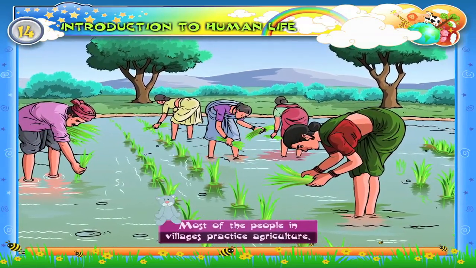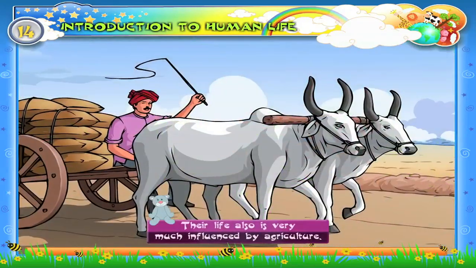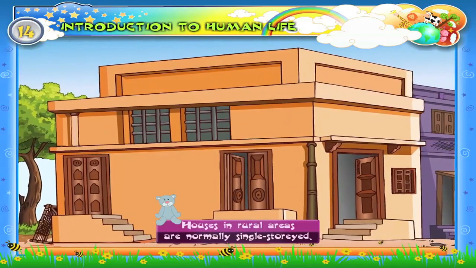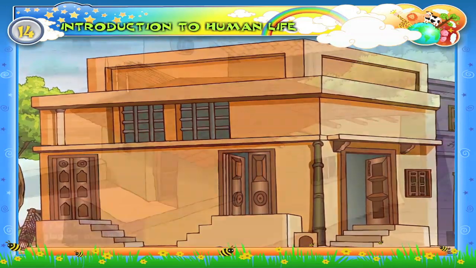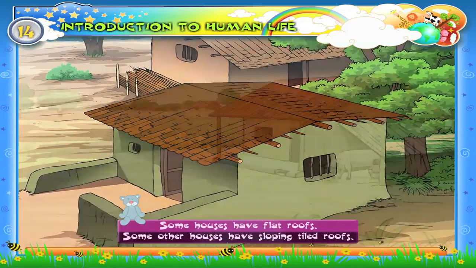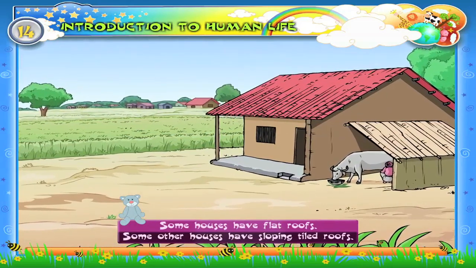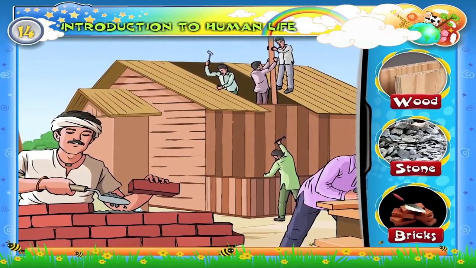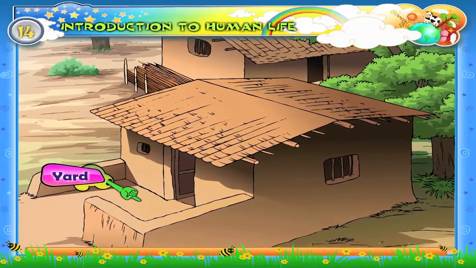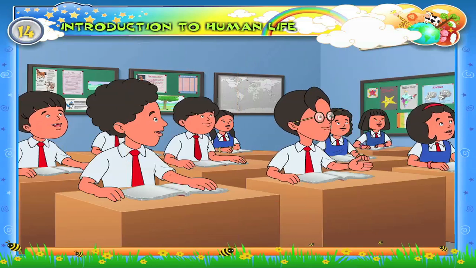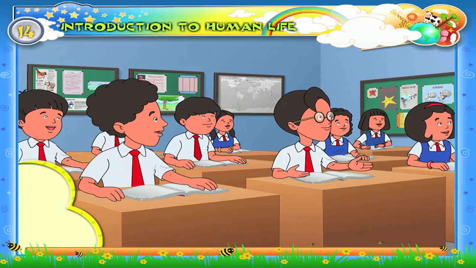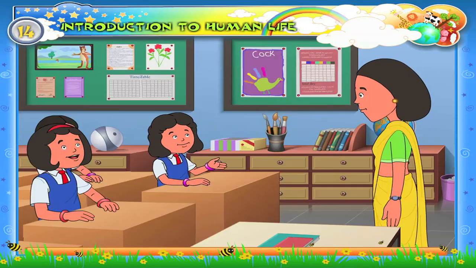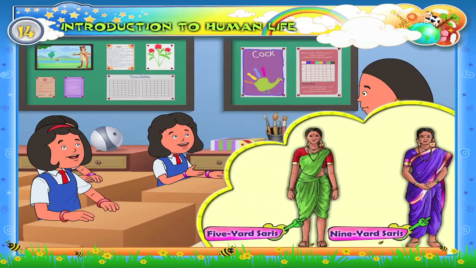Most of the people in villages practice agriculture. Their life also is very much influenced by agriculture. Houses in rural areas are normally single-storied. Some houses have flat roofs. Some other houses have sloping tiled roofs. Houses are built with wood, stone, bricks, etc. Most of the houses have a yard. I had once been to a village and saw men wear pajamas, shirt trousers, dhoti, etc. Teacher, women wear 9-yard or 5-yard saris.